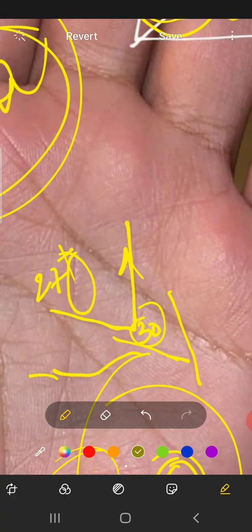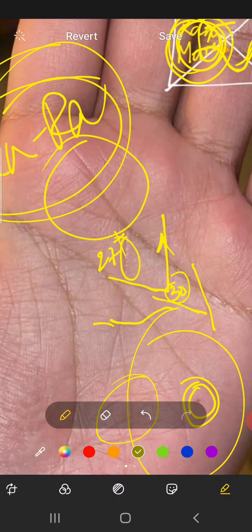There are a lot of things in this palm. I have not explained about the Jupiter fangs. There are a lot of things, of course, but I have skipped that.